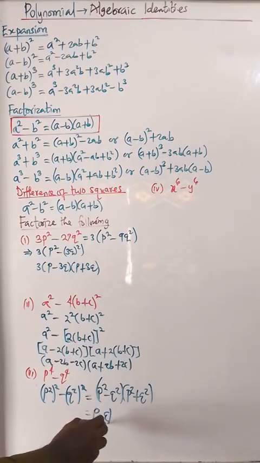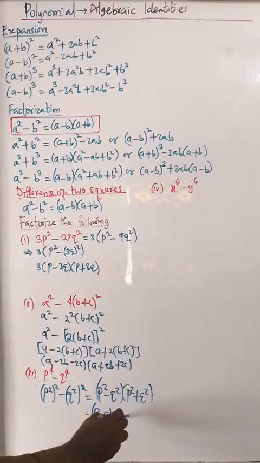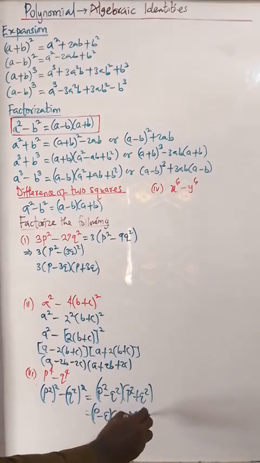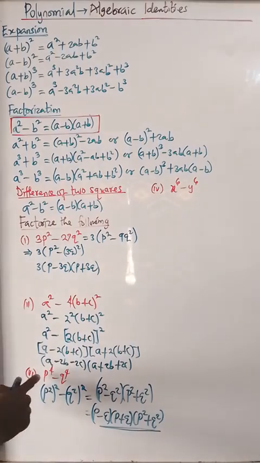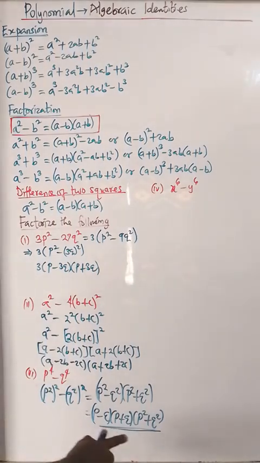P minus q, p plus q. Then we have what there? P squared plus q squared. So this is the most simplified form of this. It means p raised to power 4 minus q raised to power 4 has 3 factors: p minus q, p plus q, and p squared plus q squared.